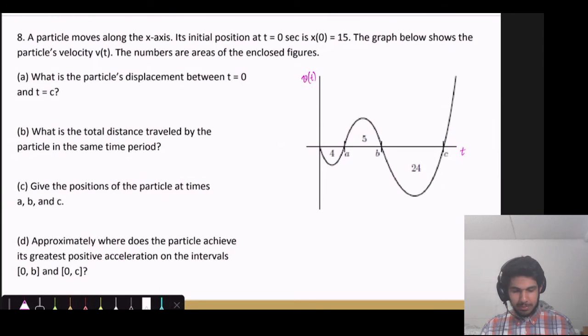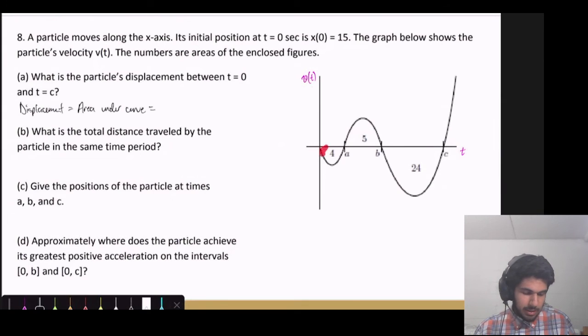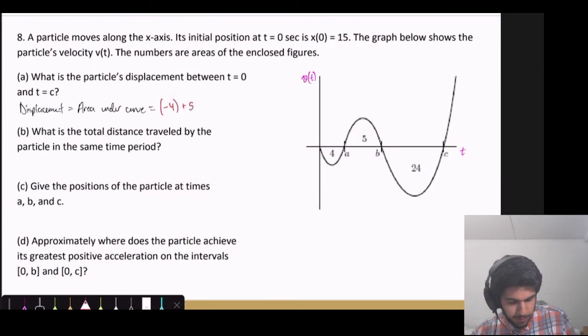So displacement is equal to the area under the curve. Displacement equals area under curve. And that's going to be equal to this 4 plus 5 plus negative 24. But since we're dealing with displacement, we do have to consider whether or not these areas are positive or negative. So this will be negative 4 plus 5 plus negative 24. This should be equal to negative 23.